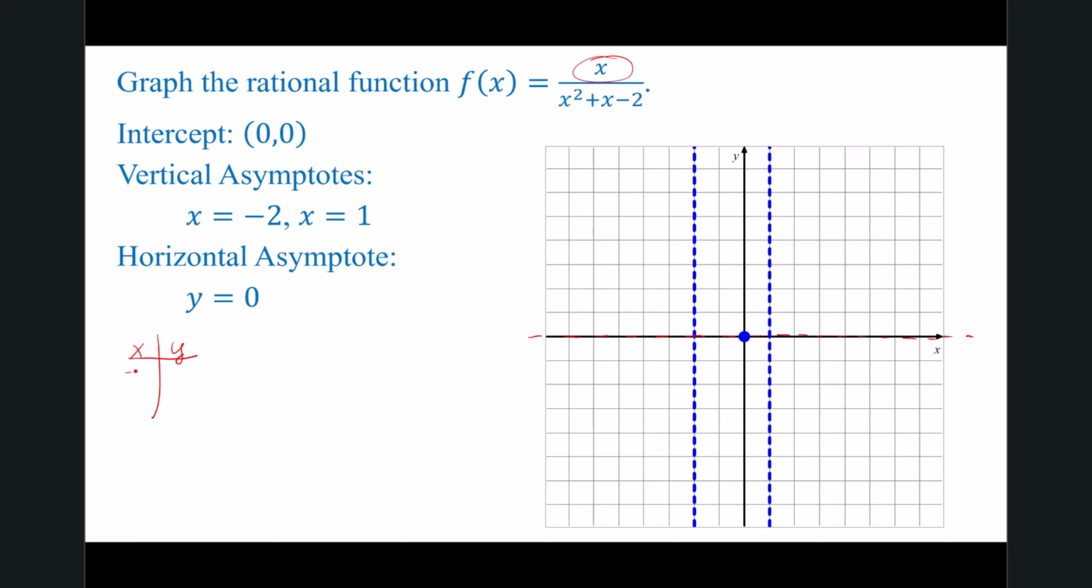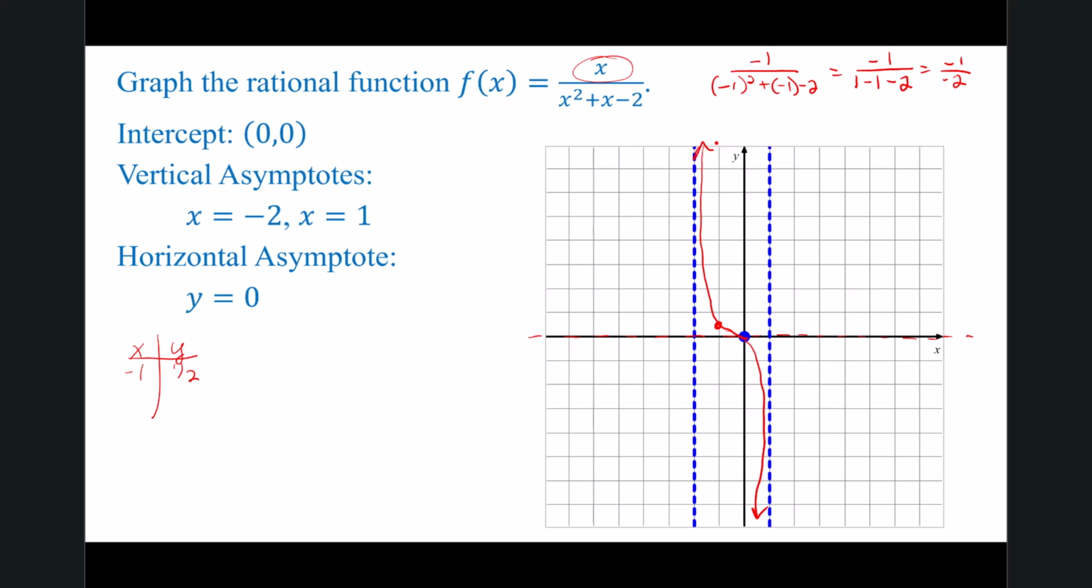Let's let x equal -1 to find out what's going on between the two vertical asymptotes. So if x is -1, I end up with -1 over -1 squared plus -1 minus 2, which is -1 over 1 minus 1 minus 2, or -1 over -2, so 1/2. So -1, 1/2 is a point on my graph. I know I need to get closer to these asymptotes, and these two points have to connect, and I need to cross through the x-axis there. So my graph's going to look something like that.